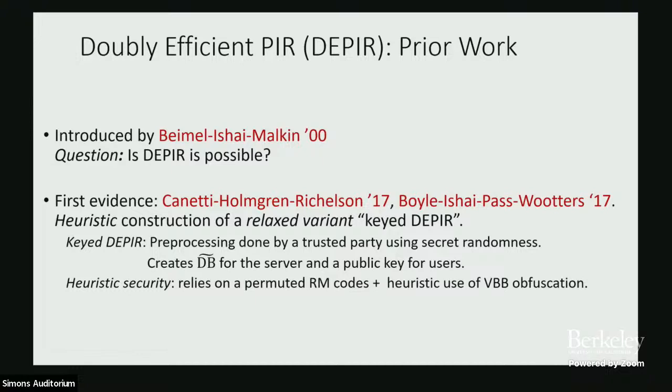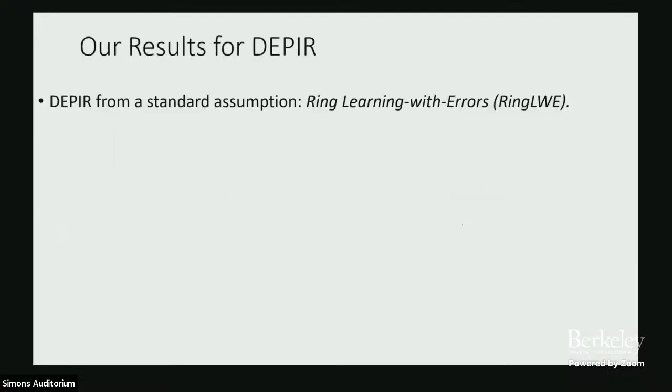So security relied on a new assumption over permuted Reed-Muller code, plus an additional heuristic use of virtual black box obfuscation. Okay, so quite strong new assumptions. And so it was open whether you could get rid of either of these: first, construct unkeyed, the basic notion of doubly efficient PIR under any assumptions, even heuristically, or construct even the keyed variant under better assumptions. And so in our work, we answer both of these questions.